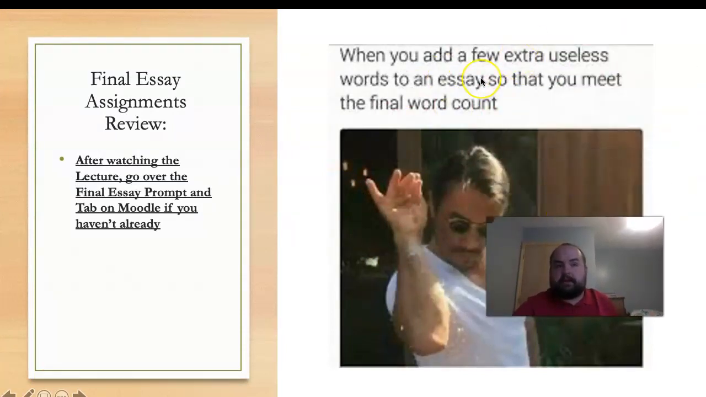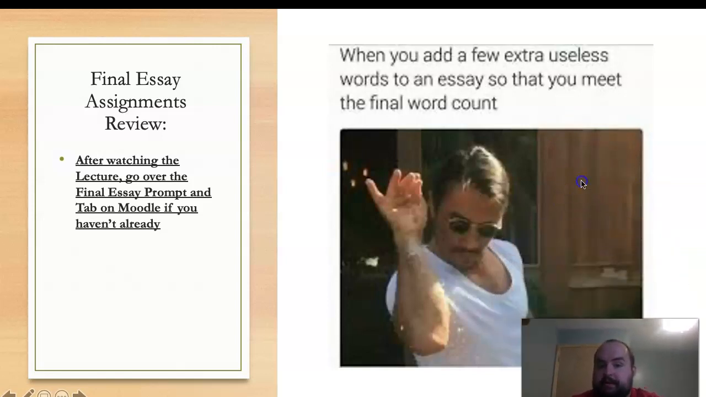Also, don't do this, by the way. It's very easy to tell when people are summarizing or padding out an essay. Make sure everything you're putting in there is relevant to your argument. If you have any questions about it, please let me know as soon as you possibly can.